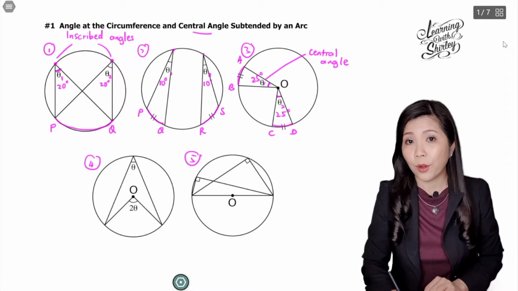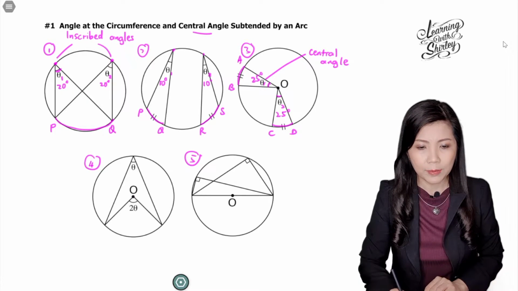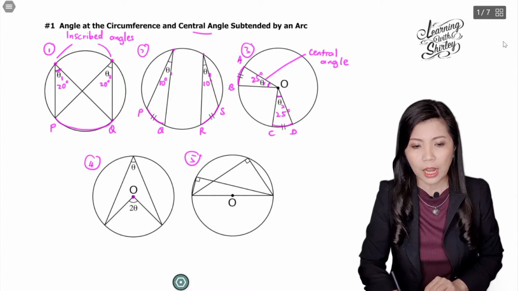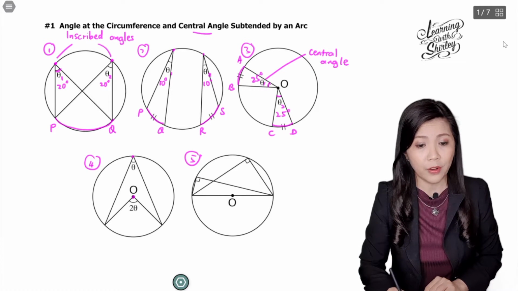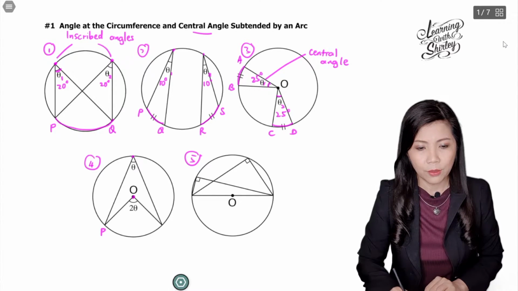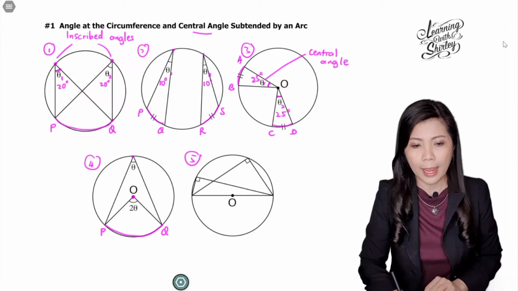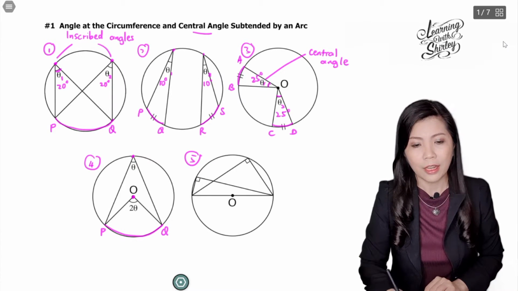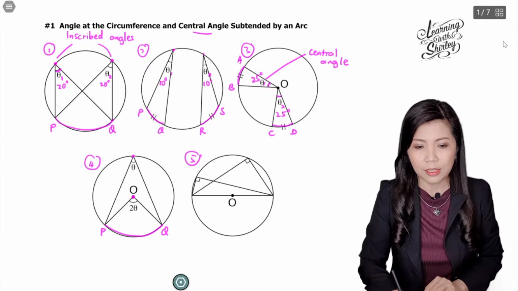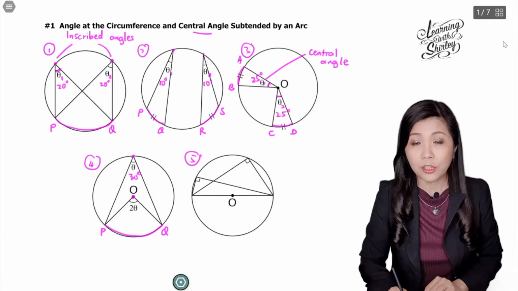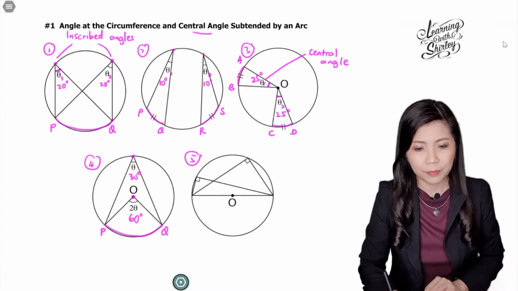Let's look at diagram number 4. The angle subtended at the center is 2 times the angle subtended at the circumference, subtended by the arc PQ. So the central angle will be 2 times the angle at the circumference. For example, if this is 30 degrees, the central angle will be 2 times 30, which is 60 degrees.